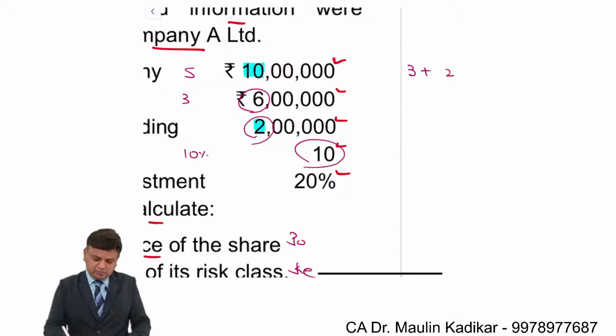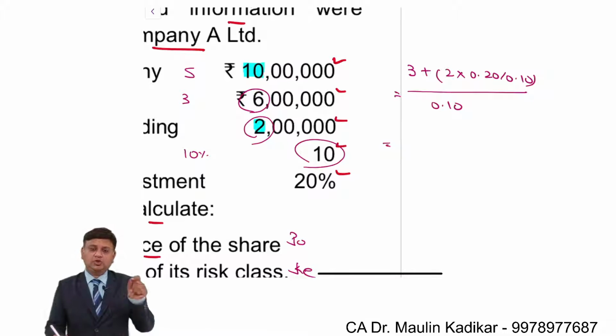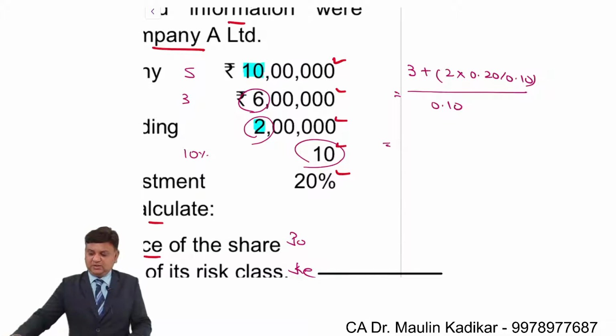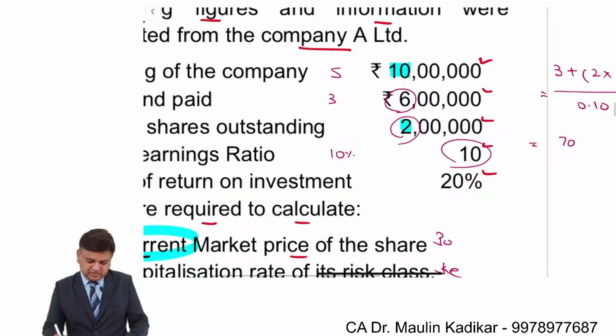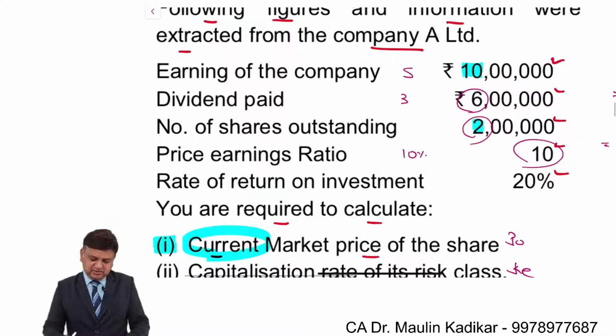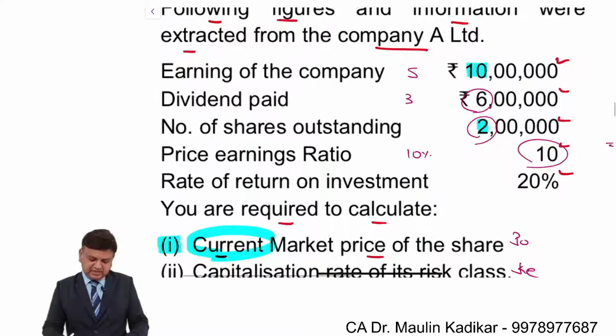(5 minus 3) into R, 0.20, divided by 0.10, whole divided by 0.10. So 2 into 0.2, that is 0.4. 0.4 divided by 0.1 comes to 4 rupees. 4 plus 3 comes to 7 rupees, the numerator, divided by 0.10. That is the way the price can be calculated as an amount of rupees 70. This is what we understand.